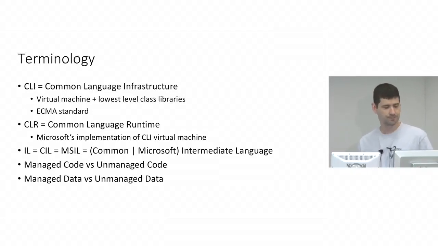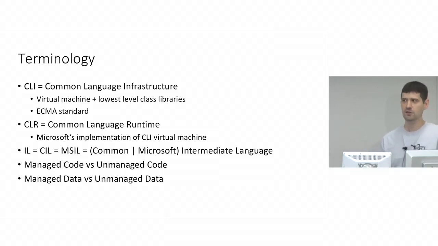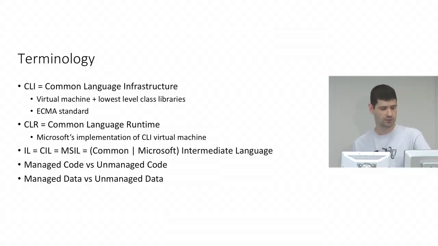First, some terminology. CLI is the standardized name of the .NET runtime, the VM, basically common language infrastructure. And CLR is Microsoft's implementation of the same thing. And there's also Mono, which is also an implementation of the CLI. And then there's IL, intermediate language, which is the bytecode name. And it is also known as CIL or MSIL, variously.